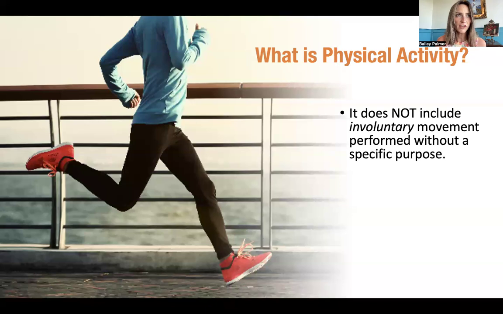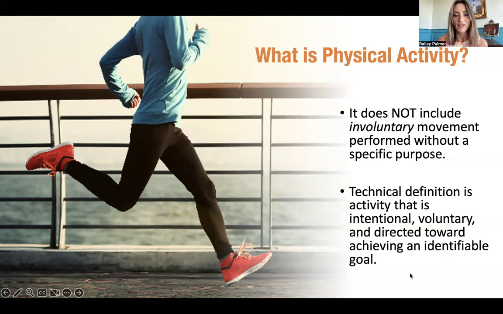Next, let's talk briefly about physical activity and what it is and what it's not. So what is physical activity? First, it is not an involuntary movement. And it also is not performed without a specific purpose, meaning that all physical activity has a specific purpose. There's some goal in mind when doing physical activity. We see here the technical definition: intentional, voluntary, and directed towards achieving a goal. So it can be any goal, though.